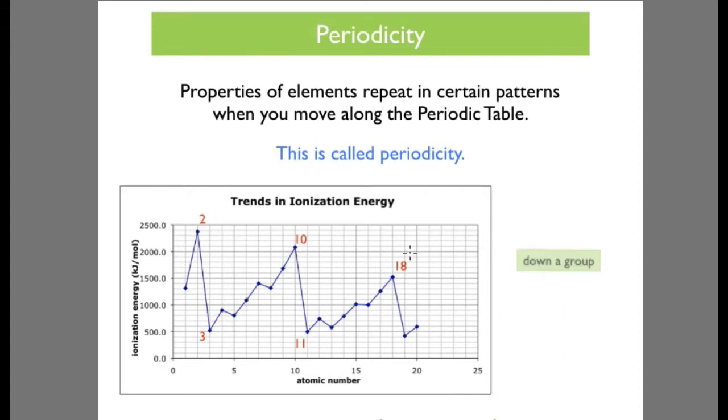If we just look at going down a group, we're going to look at those noble gases: helium, neon, argon. There's a gradual decrease in ionization energy. And if we go across the row, from lithium to neon, you can see a gradual increase. And from sodium to argon, you can see a gradual increase.